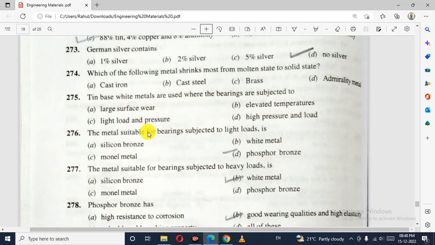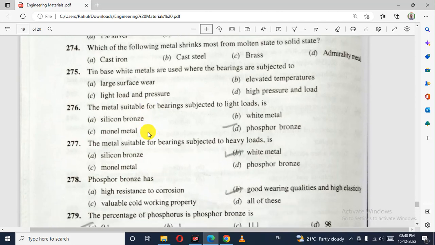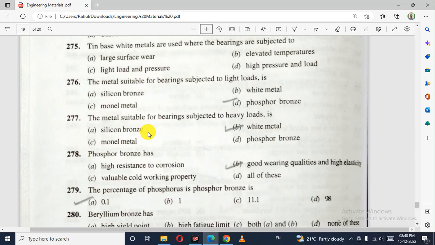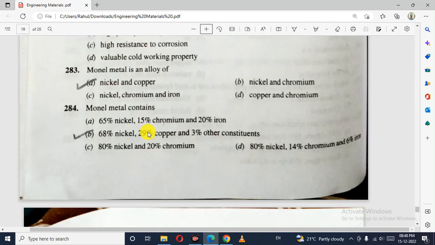The metal suitable for bearings subjected to light load is phosphorus bronze. The metal suitable for bearings subjected to heavy load is white metal. Phosphorus bronze has good wearing qualities and high elasticity. The percentage of phosphorus in phosphorus bronze is 0.1. Monel metal is an alloy of nickel and copper. Monel metal contains 68% nickel, 29% copper, and 3% other content.